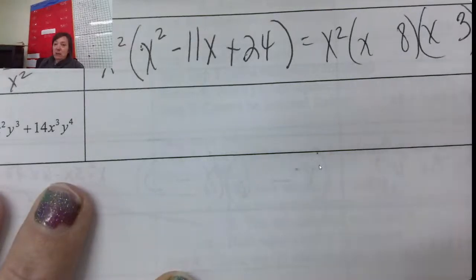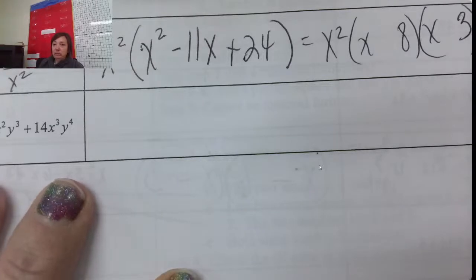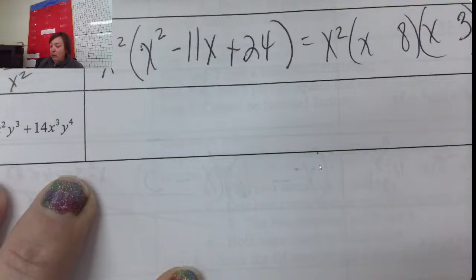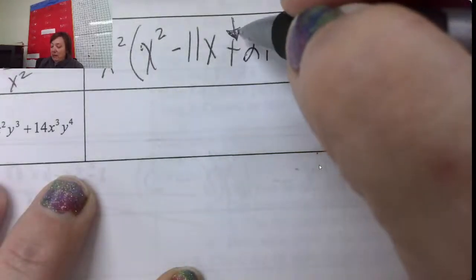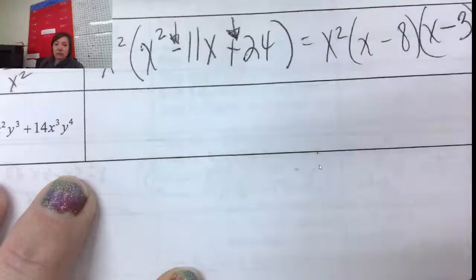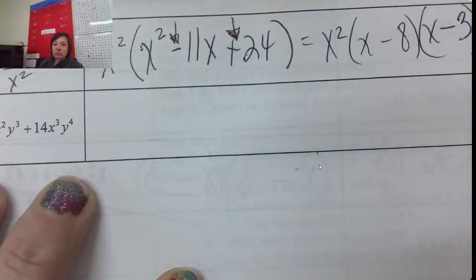What are my signs going to be? They're both going to be negative because this tells me they're the same and that tells me they're negative. Right? Everybody good so far?